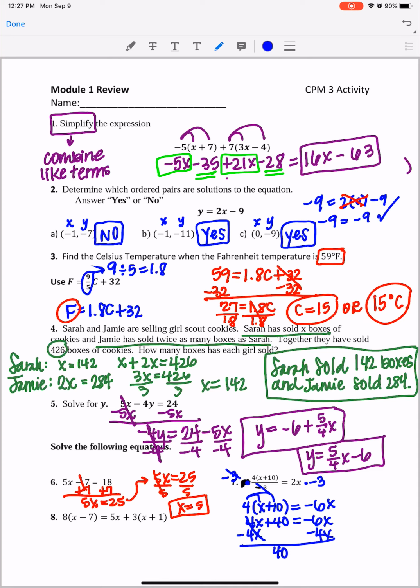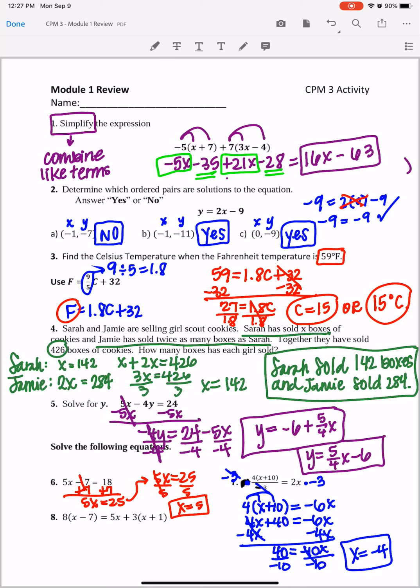So we get 40 equals negative 6 minus 4 is negative 10. Divide both sides by negative 10, and we get x equals negative 4. Okay, and then number 8.